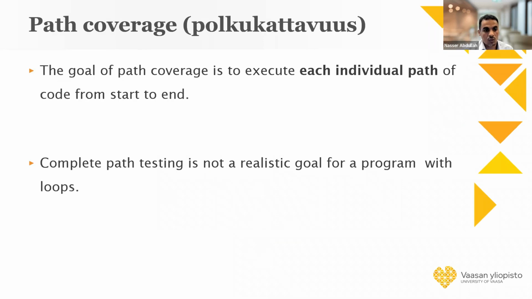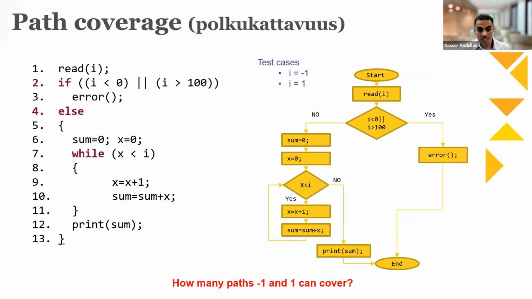Okay, so maybe now we go to the third one, which is path coverage. Okay, guys, path coverage executes each individual path from the start to the end. So this is the most important thing. Complete path testing is not a realistic goal for a program with loops. For loops, actually, there are infinite paths. So most of the time it counts only one, but it is infinite when we have a loop.